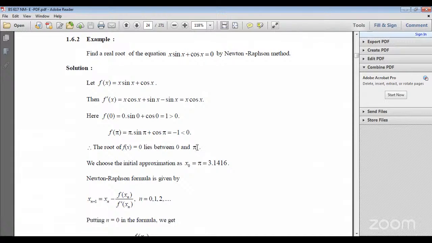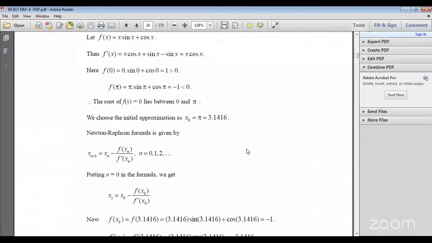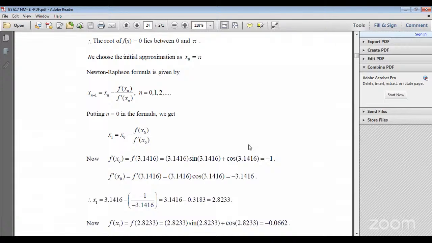I am applying 0 into sin 0 plus cos 0, that is 1, greater than 0. So applying pi, that is 180, minus 1, less than 0. The root of f of x lies between 0 and pi. We choose the initial approximation 3.1416. Newton-Raphson formula: xn plus 1 equals xn minus f of xn by f dash xn, for n equals 0, 1, 2. x1 is x0 minus f of x0 by f dash x0.